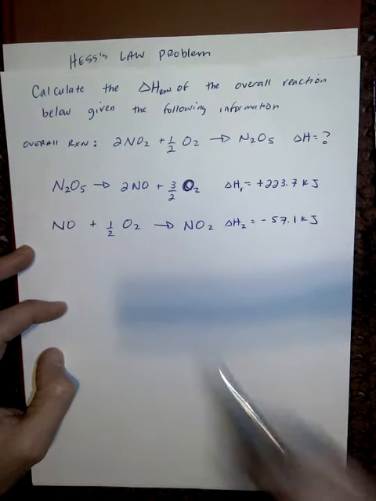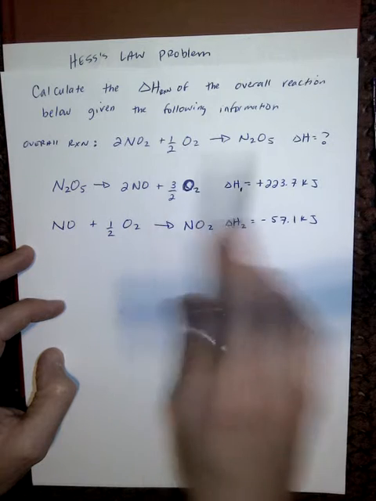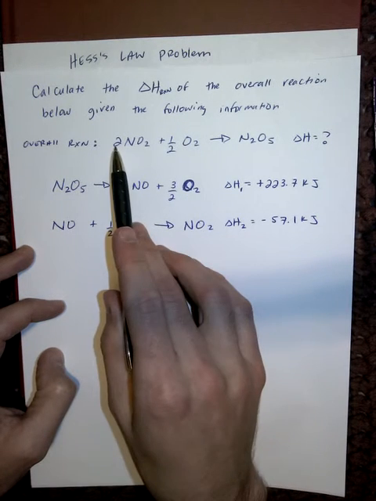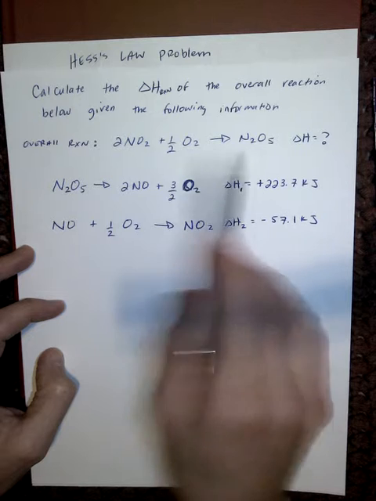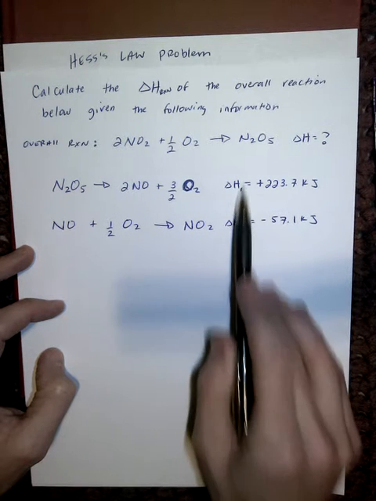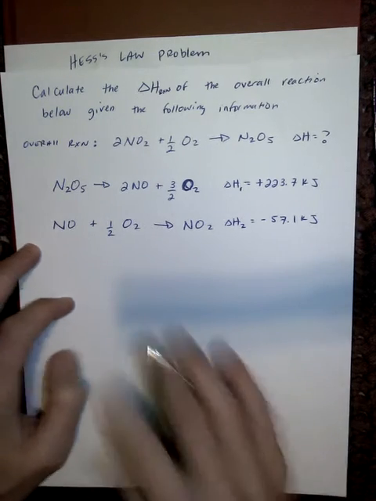Here are our steps. It's kind of like a puzzle. We have to rearrange these steps to get this. We're going to cancel out some stuff, but we want the correct moles that they have up here in the overall. So we have to build that out of these, and that's going to affect the delta H's for the individual steps. So let's start building, and we'll see how it affects those.